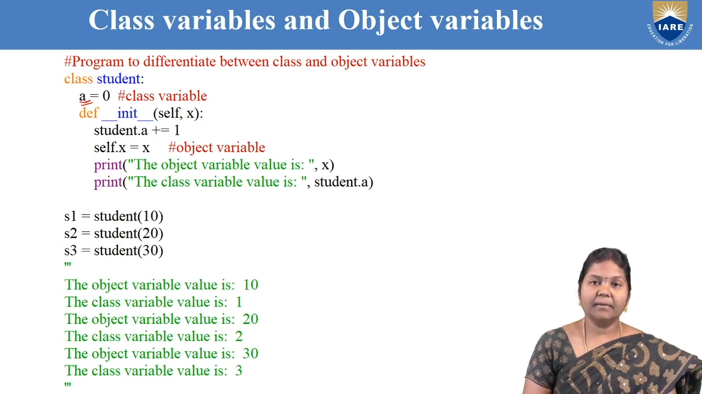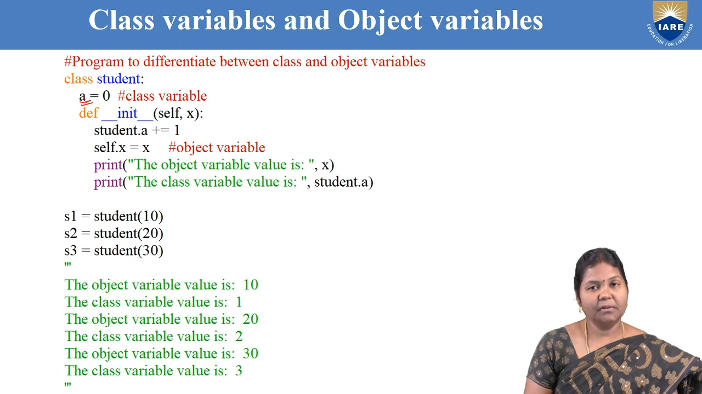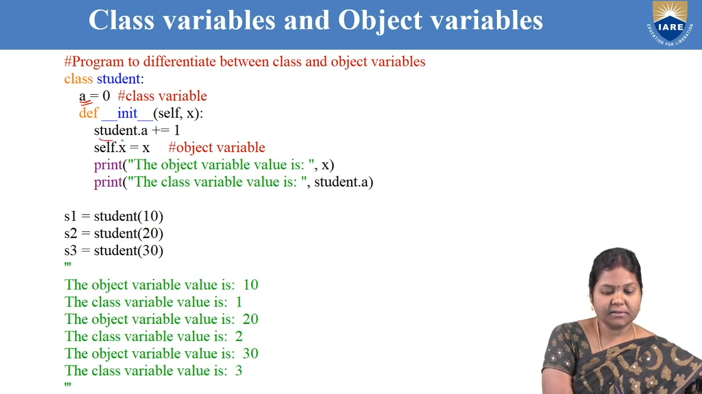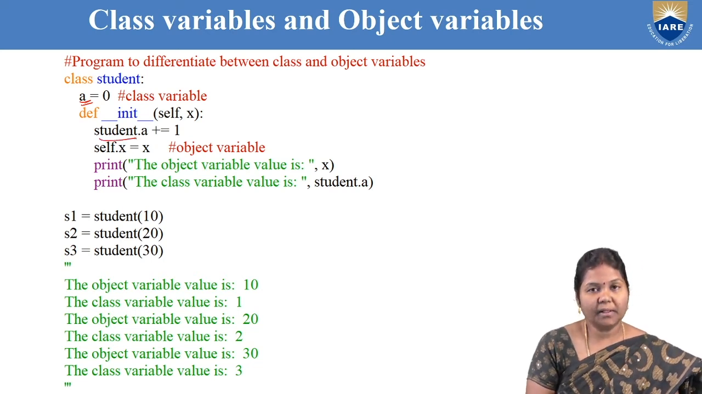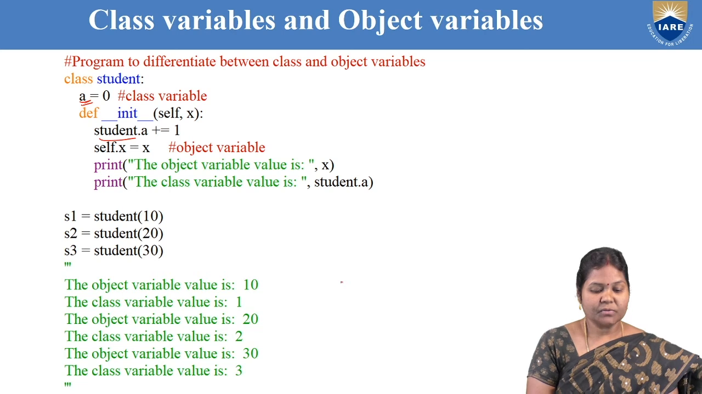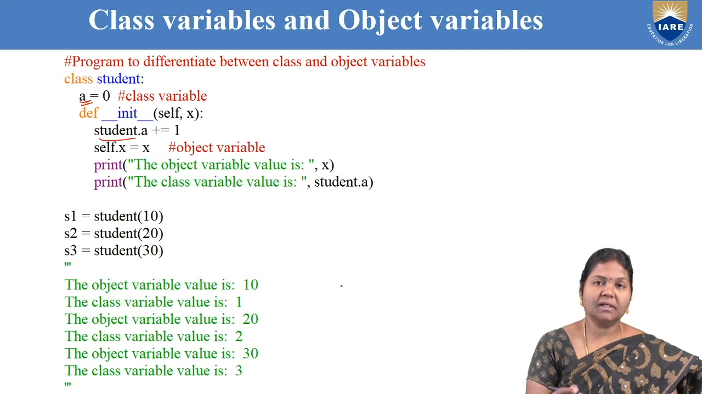Inside that, if you want to make changes to the class variable, we have to write the class name dot class variable. So, Student is the name of the class, and the class variable name is a. So, Student.a = Student.a + 1, that is, += 1. So, the class variable is incremented by 1.